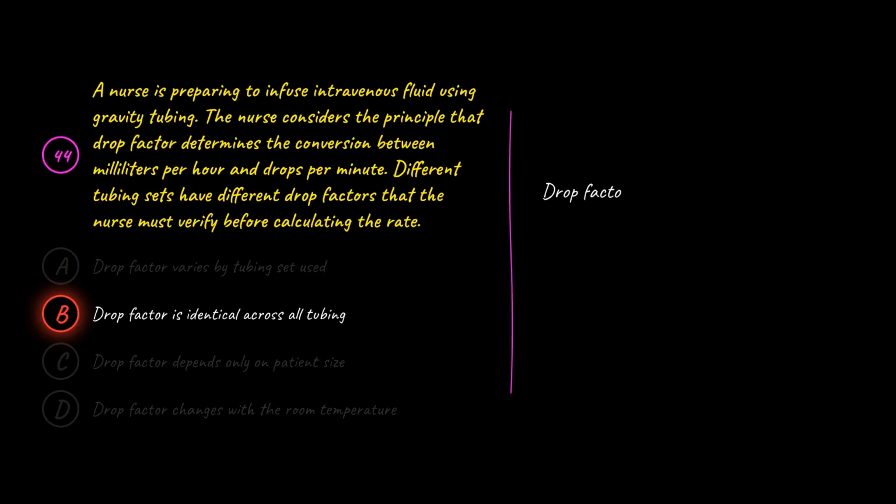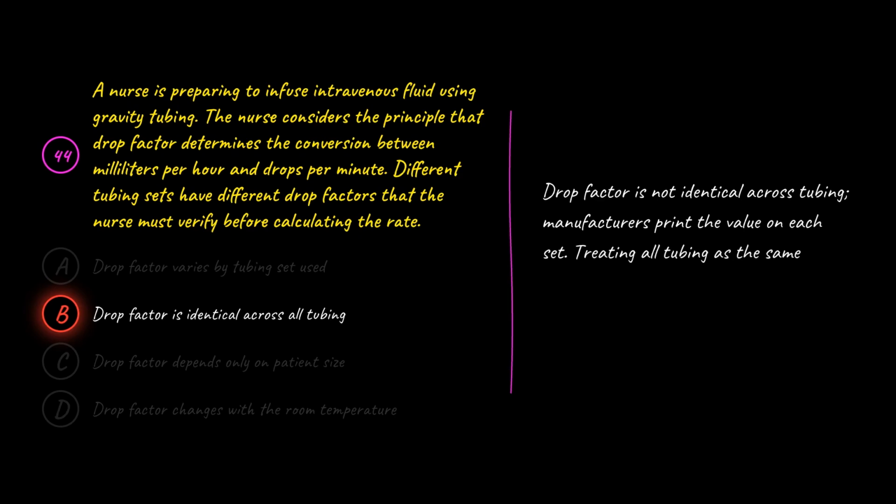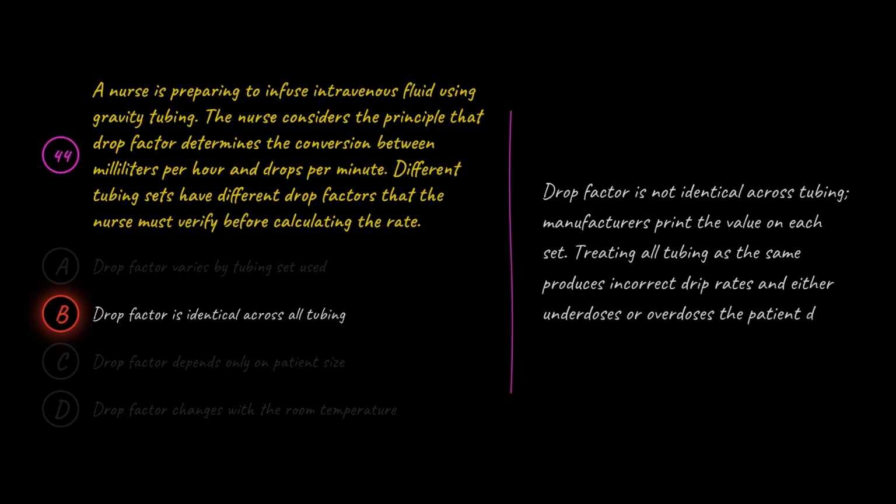B is wrong because drop factor is not identical across tubing. Manufacturers print the value on each set. Treating all tubing as the same produces incorrect drip rates and either underdoses or overdoses the patient during the infusion.